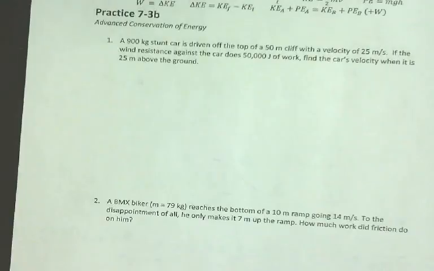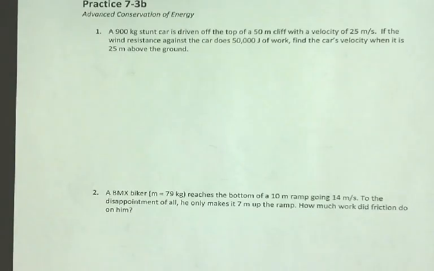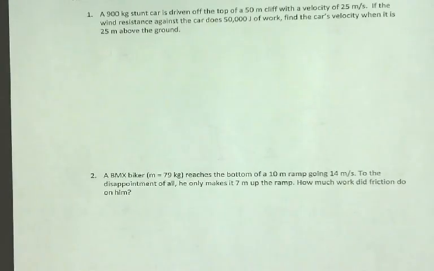And then you have 2, which is a BMX biker reaches the bottom of a 10-meter ramp going 14 meters per second. To the disappointment of all, he only makes it 7 meters up the ramp. How much work did friction do on him? And it's the same kind of idea. In this case, though, you're trying to solve for the work instead of being given the work. Just depends on what the problem is. Any questions for me?